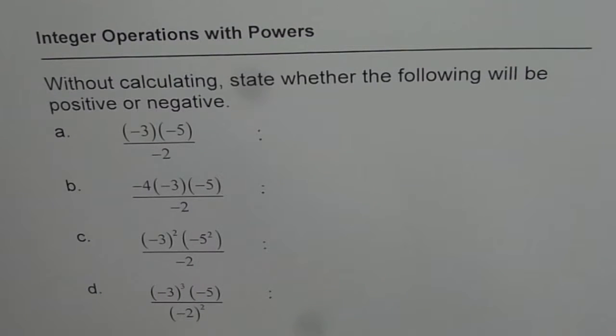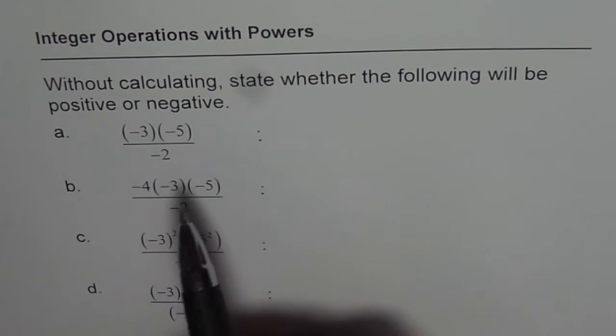Let us once again understand integer operations with powers. Without calculating, state whether the following will be positive or negative. So we don't have to calculate the answer, but we have to figure out whether the answer is positive or negative. That is the whole idea, right? So the idea is to understand when you multiply a couple of negative numbers, do you get a negative or a positive answer? So what is the key to it?